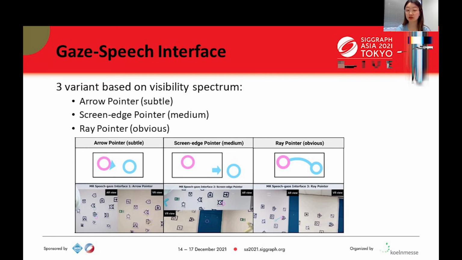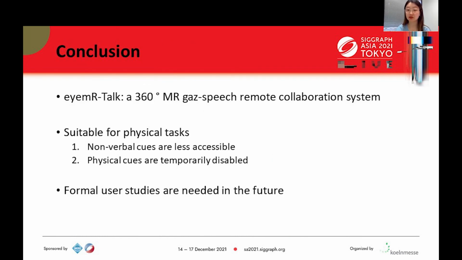In this paper, we present eyemR-Talk, a 360 MR remote collaboration system that uses speech input to visualize shared gaze cues in 3 different styles with 3 levels of visibility. By visualizing gaze cues triggered between conversing remote collaborators, our system connects verbal communication with nonverbal gaze behaviors naturally within the context, providing novel interaction methods to achieve joint attention and mutual understanding.